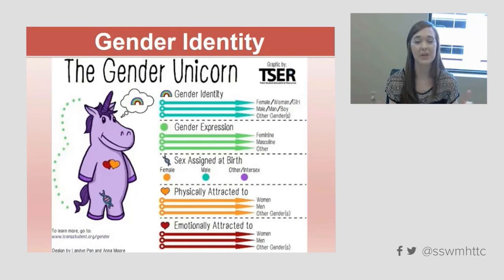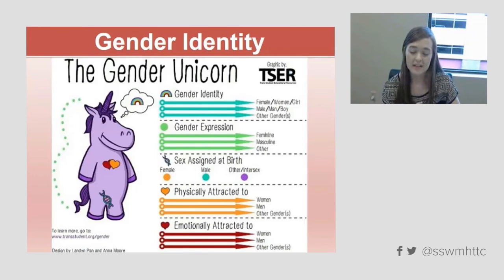Sex assigned at birth, that's fairly self-explanatory. It's the sex that you were assigned at birth. When you were born, the doctor said you were either male or female or possibly intersex. We all have a sex that we were assigned at birth. Some of us, throughout our lives, continue to identify and express that same gender. That's called cisgender. And then some folks, they do not identify that way or express that way.